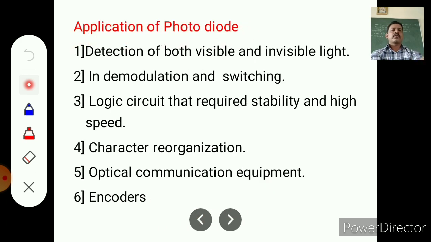Applications of photodiode: detection of both visible and invisible light, demodulation, switching and switching logic circuits. They require stability and high speed. Also character recognition, optical communication equipment and encoders. So these are the different instruments where we use photodiodes. To detect invisible and visible light, we use photodiodes. For demodulation and switching, to turn things on and off, we also use photodiodes. And these are the different applications of photodiode.